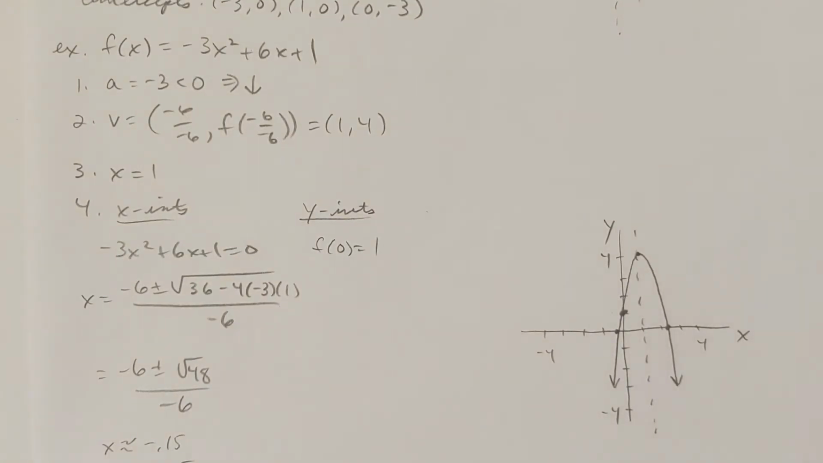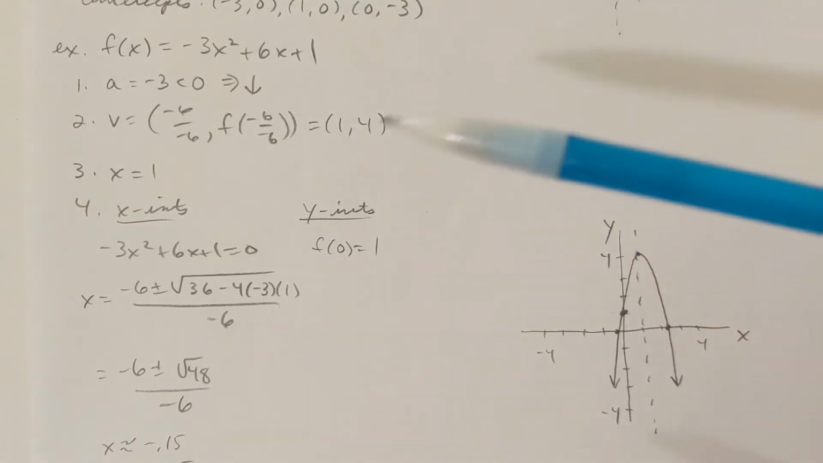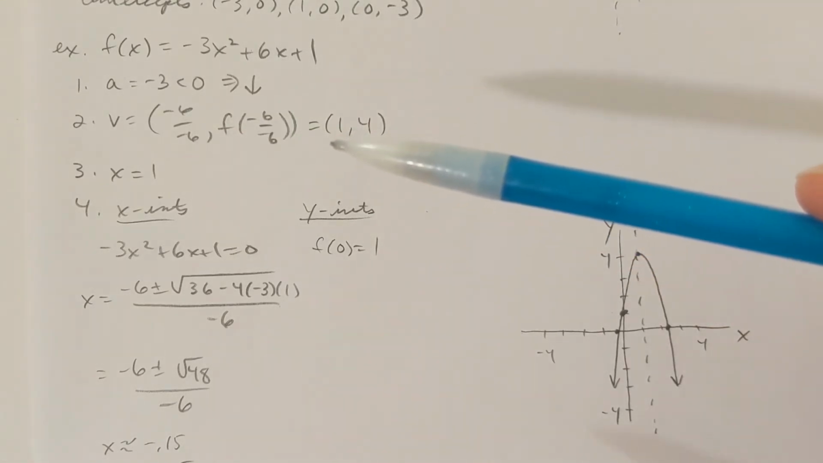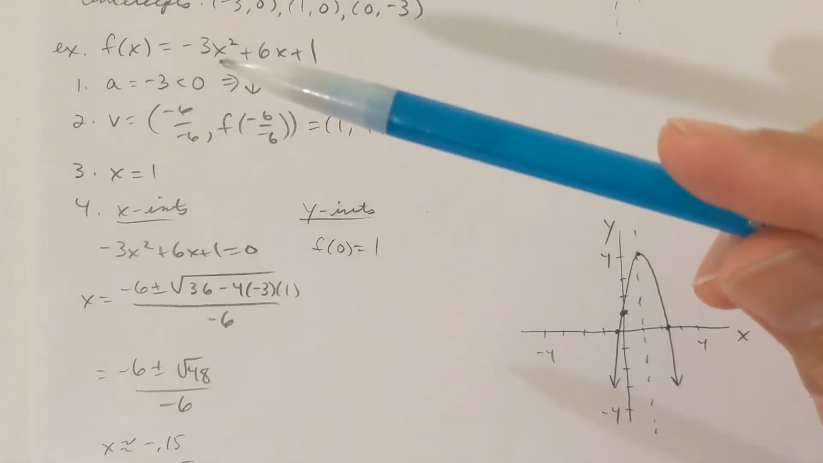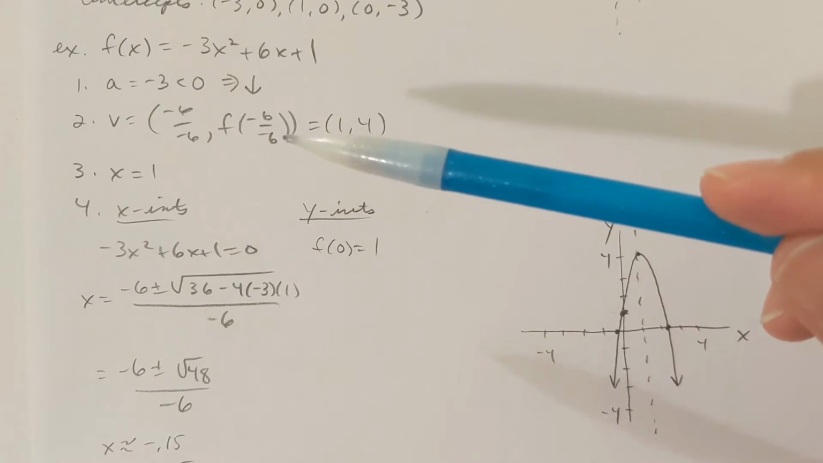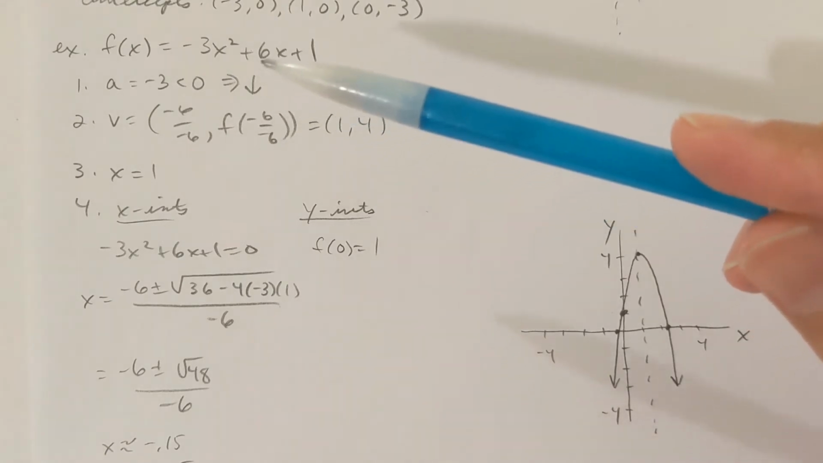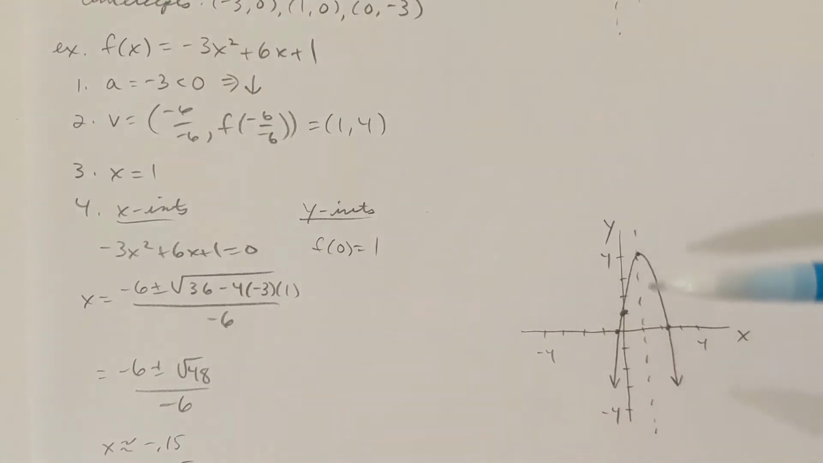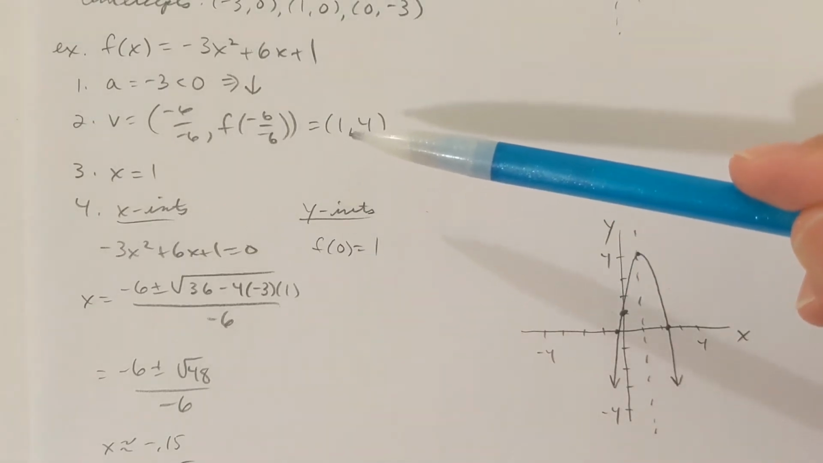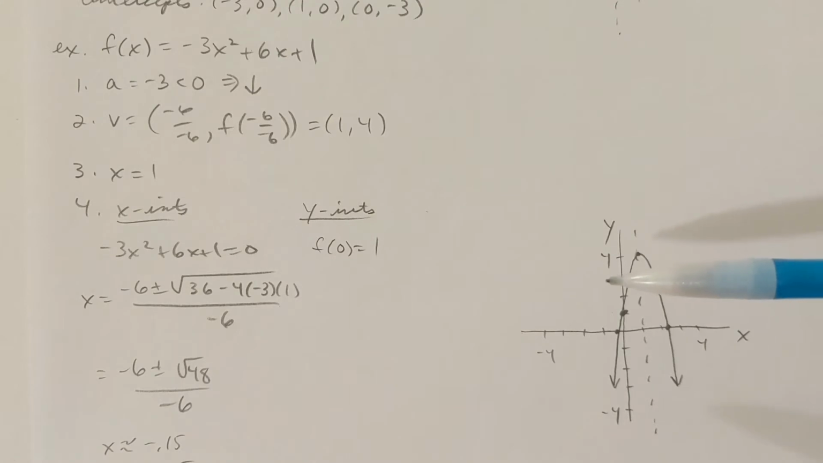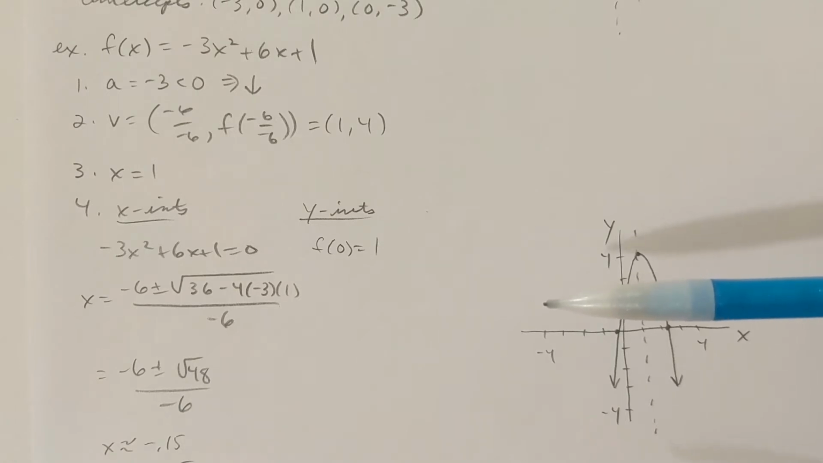Next is f of x equals negative 3x squared plus 6x plus 1. A is negative 3, and that indicates that the parabola opens down, since that's a negative. V equals negative 6 divided by 2a, which is negative 6. Negative 6 over negative 6 is 1, f of 1. Negative 3 plus 6 is 3, plus 1 is 4. 1, 4 is on the graph. X equals 1. Okay, so I can spin the graph about the vertical line x equals 1, which is the axis of symmetry.